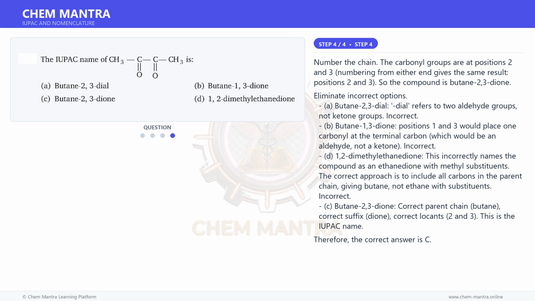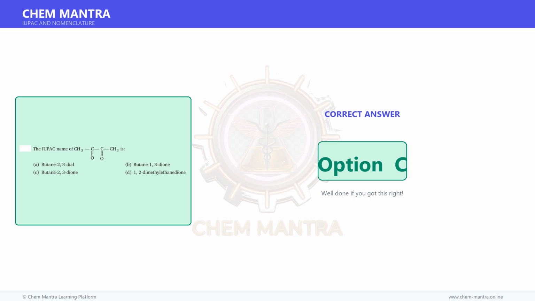Incorrect. C. Butane-2,3-dione. Correct parent chain, butane. Correct suffix, dione. Correct locants, 2 and 3. This is the IUPAC name. Therefore, the correct answer is option C.